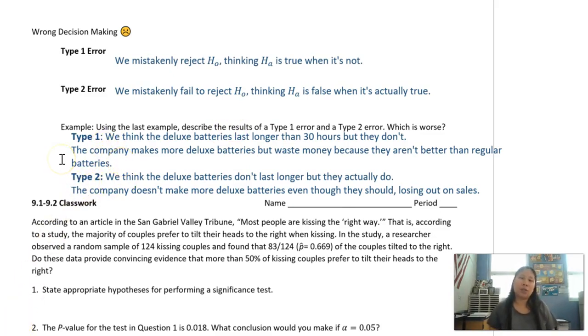Although if you were looking at it from a customer perspective, for type 1 error, you would end up buying deluxe batteries and spending more, even though they don't actually work. So depending on the perspective that you're looking at, in this case we want the company's perspective, because that's who's making the claim in this problem. That's why a type 1 error and a type 2 error really depends on how the question is being asked. So that's something we want to think about.